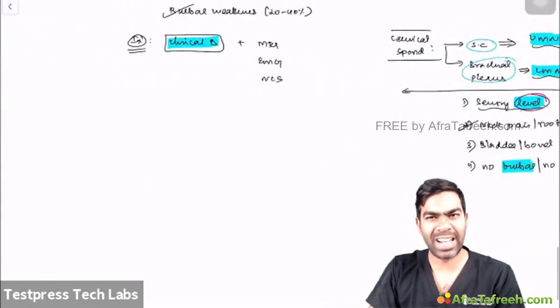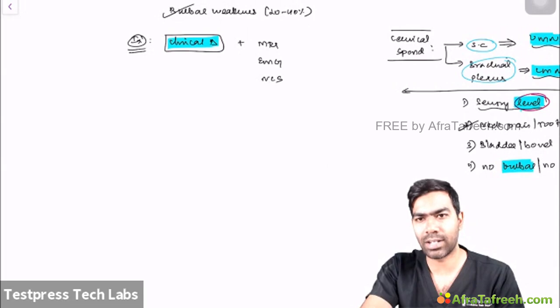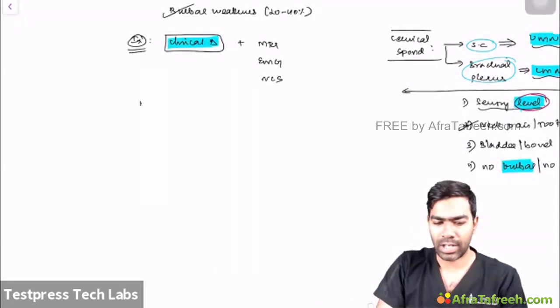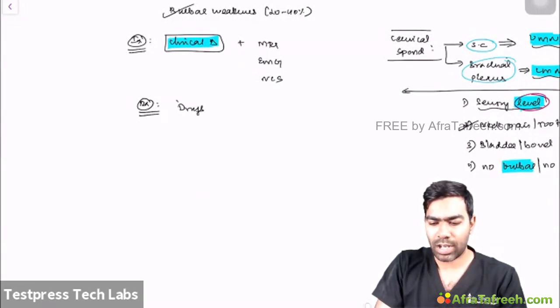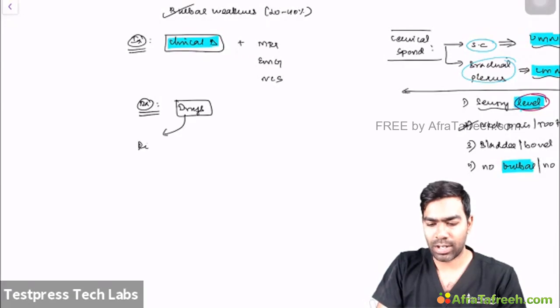So the most important DD is cervical spondylosis basically, and you need to know why cervical spondylosis is a very important DD. And as far as the treatment is concerned, so treatment for ALS, you have multiple drugs that are available that are approved. Currently approved drugs are two. One is called riluzole, which is going to be a NMDA receptor modulator.